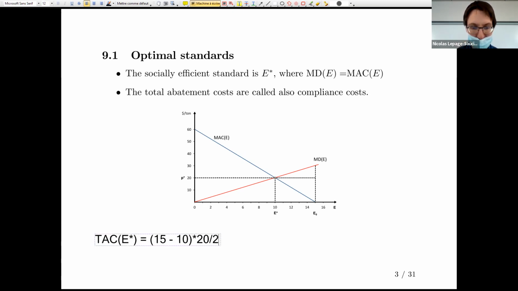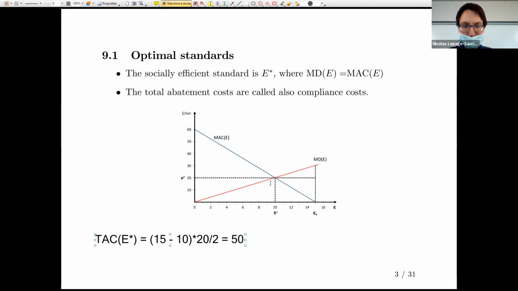Oh, so maybe it's not 200. So that's like times 10. Okay, so that's a small one. Yeah, so this is 200. Okay, so maybe you computed the total cost.